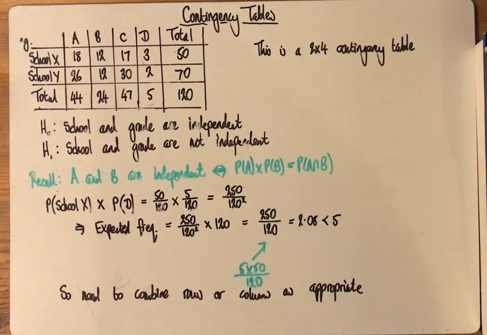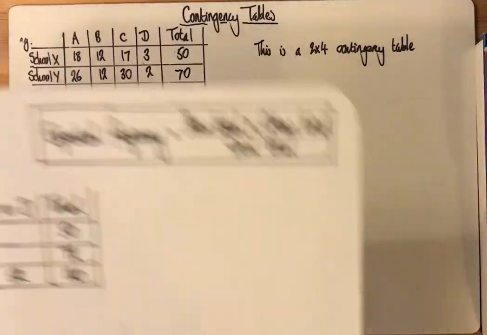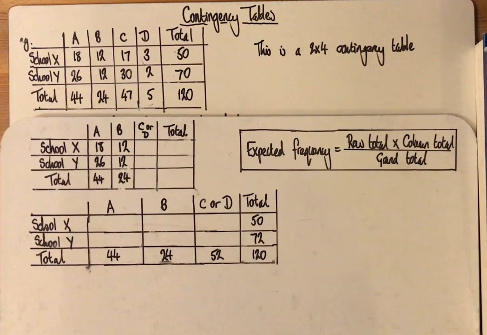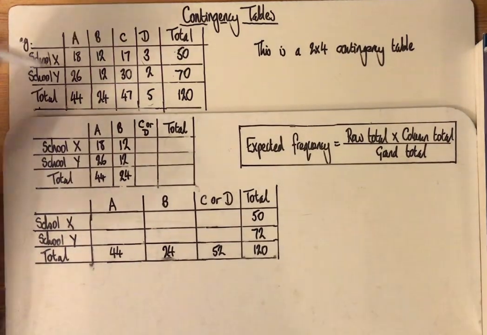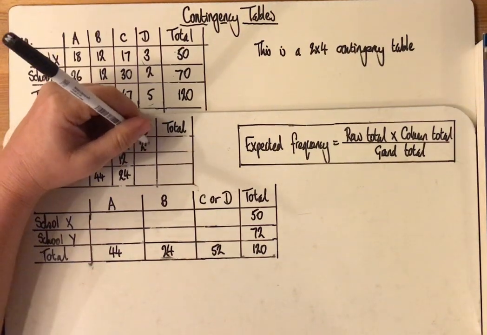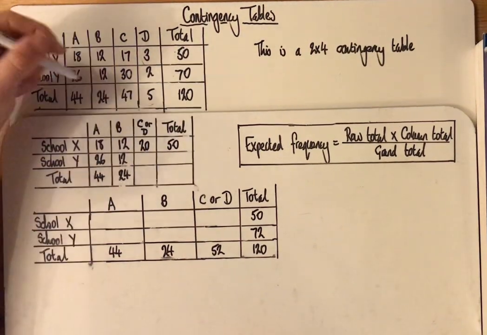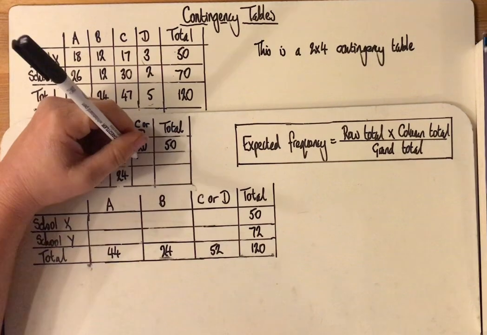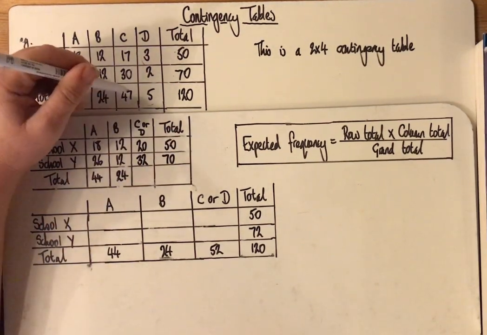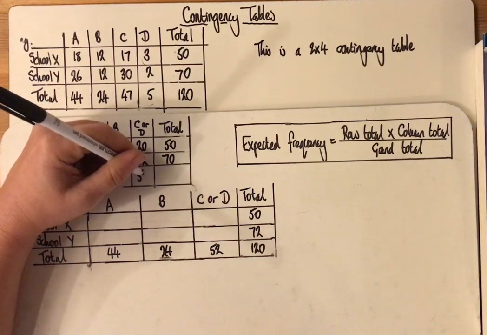So on the next one, I've set it up pretty much. Sorry, I might have to copy this down a little bit in your own time. So it's C or D, 17 plus 3 is 20, total 50 still, 30 plus 2, 32, and then 47 plus 5 is 52.